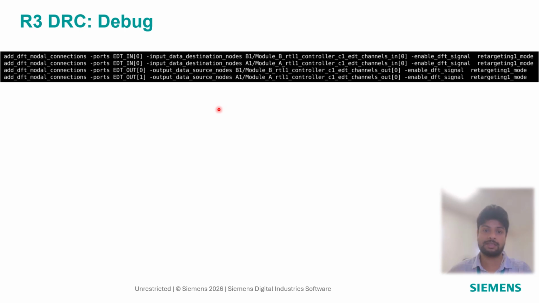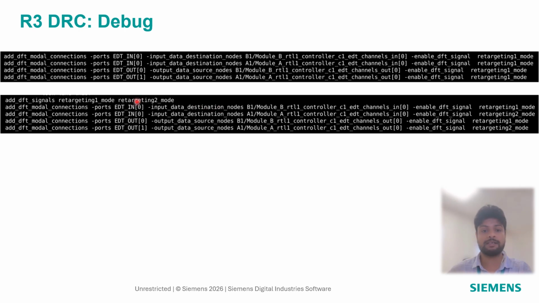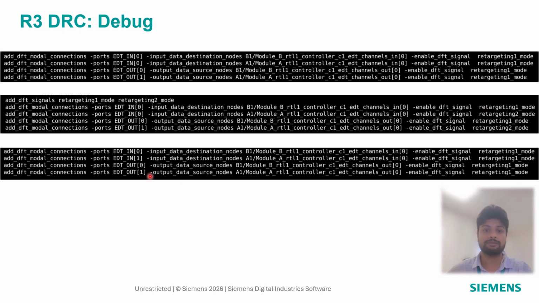In order to fix this DRC, we can use these two methods. In the first method, we can connect EDT in 0 port to EDT channels of non-identical cores A and B using different retargeting mode. In the second method, if sufficient ports are available, one port is connected to EDT channels of each core using the same retargeting mode.